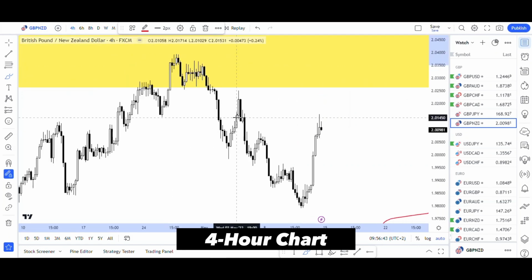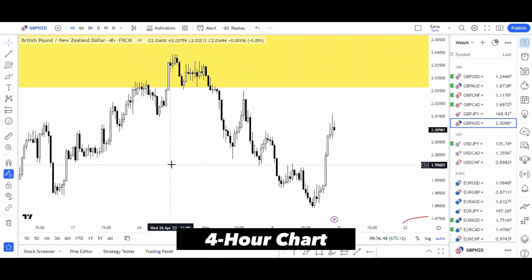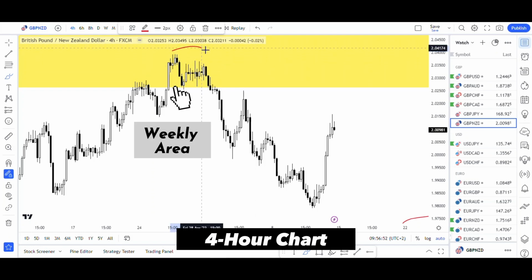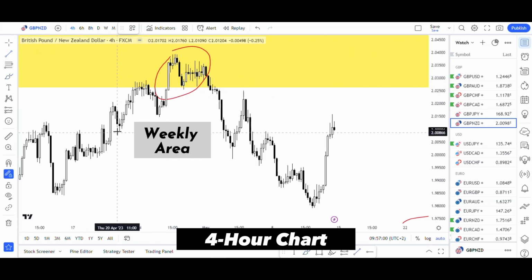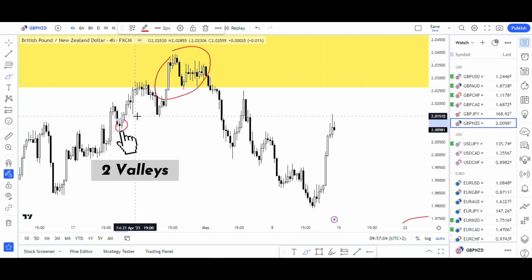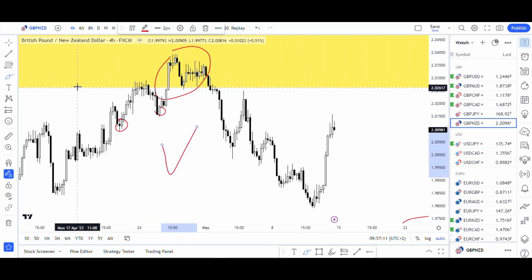Okay, so in that 4-hour chart, as we know, this is our weekly area. Okay, when the market was in this area, I actually drew a trend line. I connected these two bellies here. Belly is a B shape, so I connected these two bellies here.